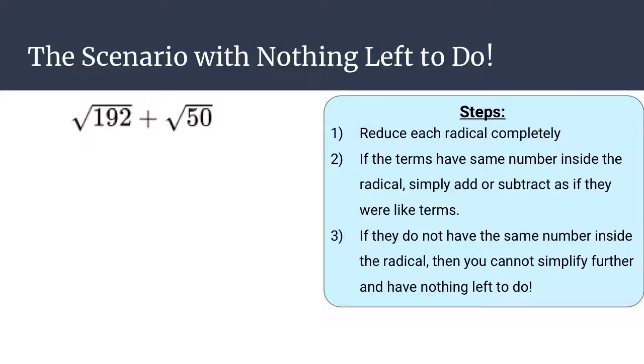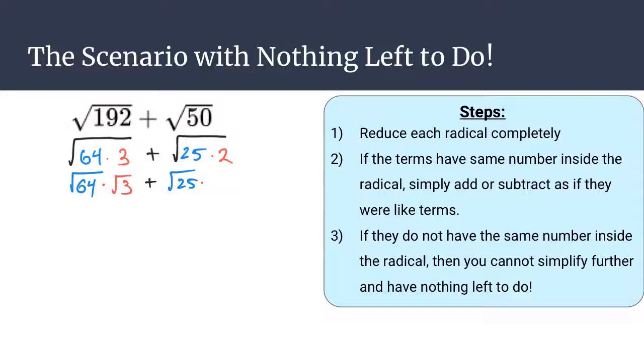Now, one thing not mentioned was this scenario where there's nothing left for you to do. So let's take a look at this example, and again, we're going to start by reducing each radical completely, which means that we're going to write out the square roots that we're adding. And so the square root of 192 is going to be factored so that you have 64 times 3. 64 is the greatest square number that goes into that. 50 is a little more straightforward. It's 25 times 2. And as you set this up, you can say, okay, that's the square root of 64 times the square root of 3, plus then the square root of 25 times the square root of 2.